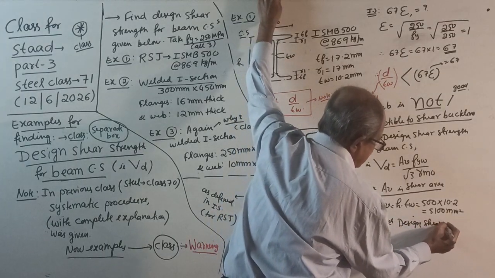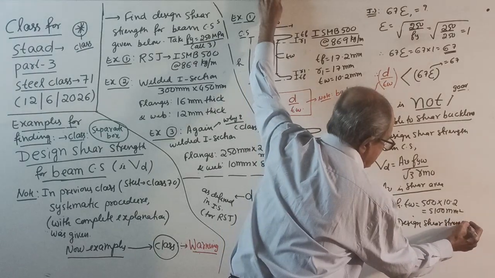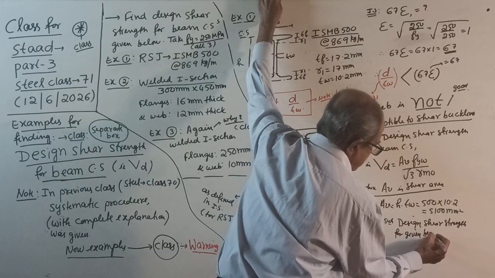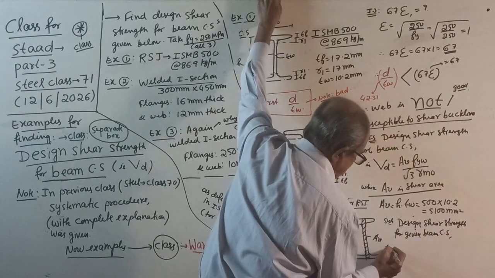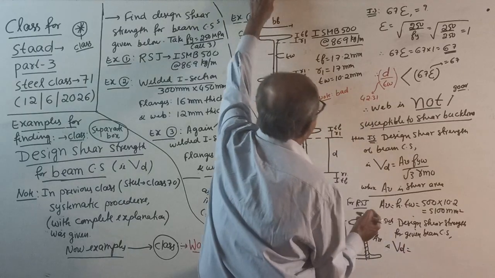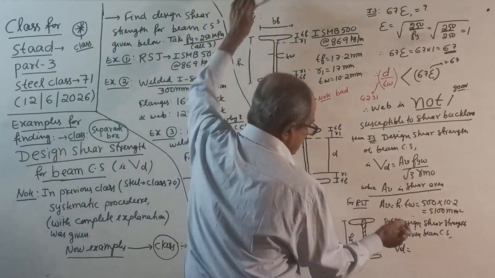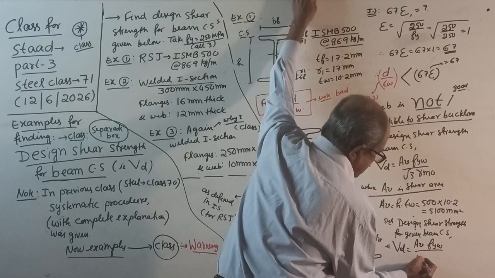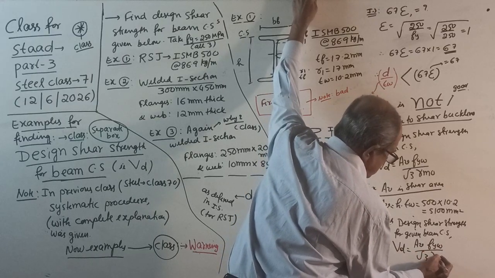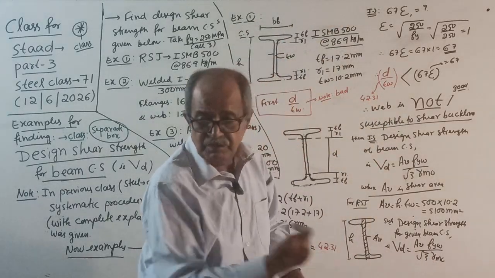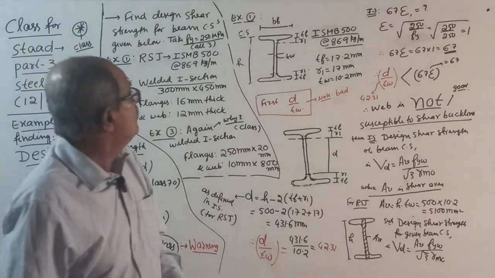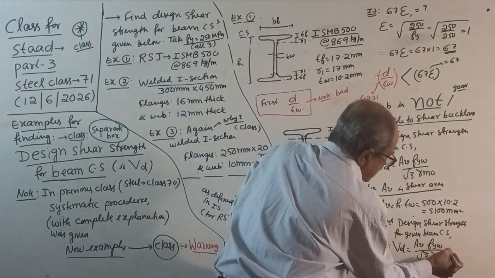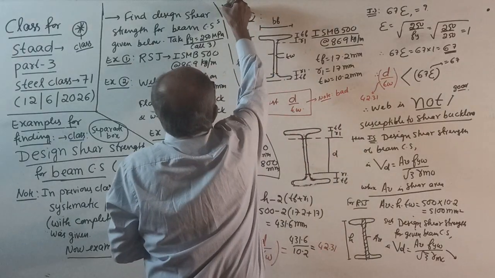Design shear strength for the given beam cross section, that is called VD equal to AV into FYW by root 3 gamma MO. Now there is a space problem, so I slightly come this side. This question is over, so don't bother now. I will remove this one and continue here to save the time.